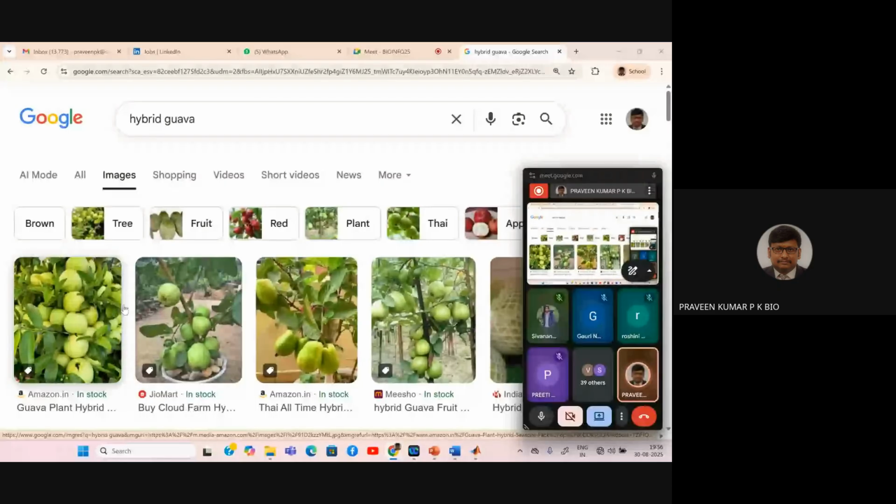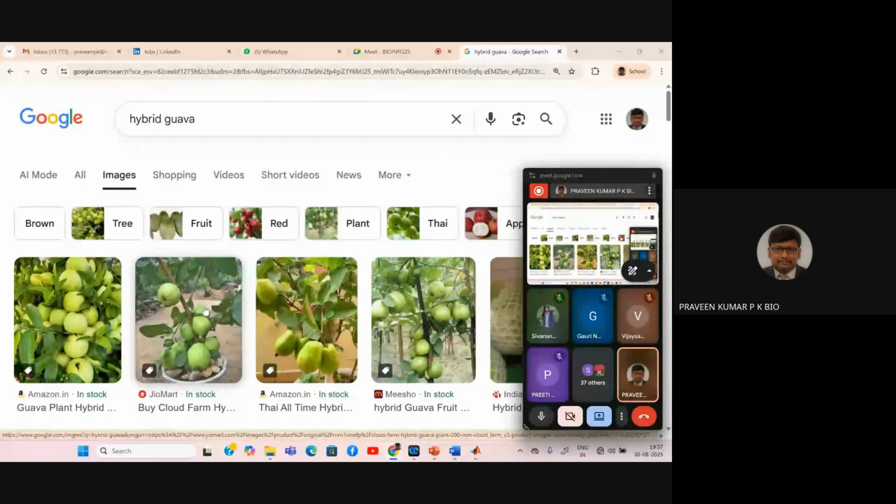And how about the taste? The taste is also fine, and these hybrid guavas are crispy. Like eating snacks, we can eat the guava. But how about the raw guava? No, you will find many seeds inside, and if you have strong teeth, you like eating raw guavas.